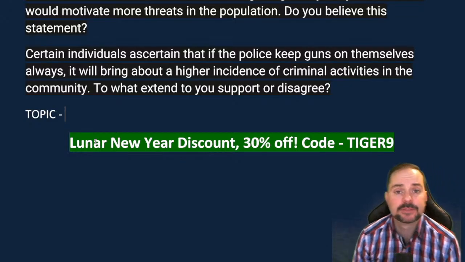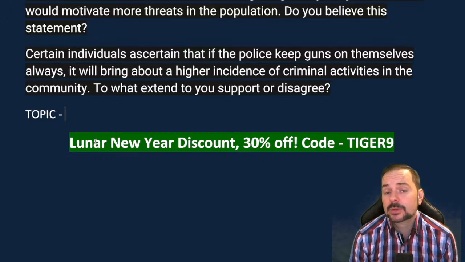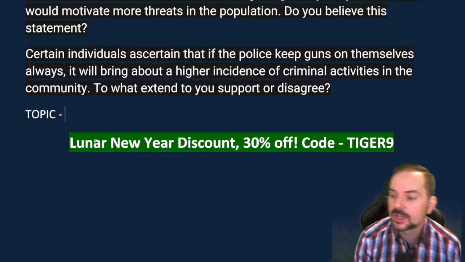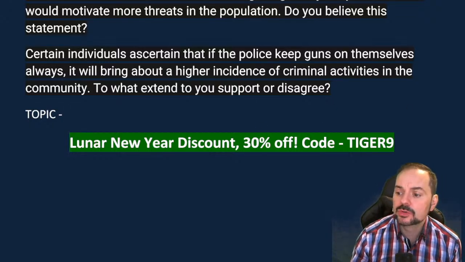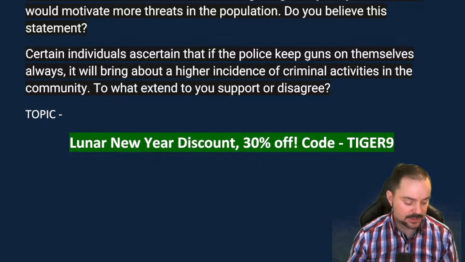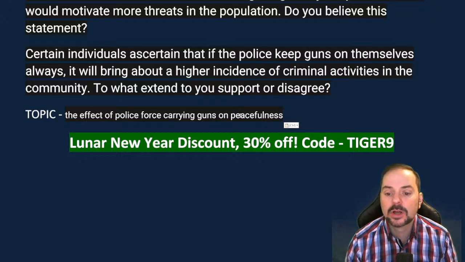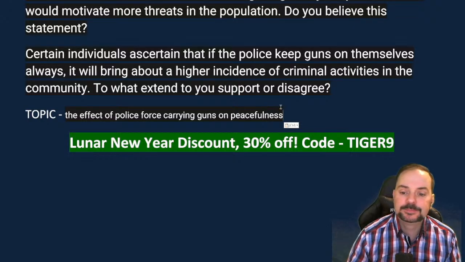Okay, Jyoti says the topic is police force carrying guns to encourage violence. Notice how we've got some different ideas around the topic. So here's where you have to be very careful because there really is only one topic that we're talking about. June says the effect of police force carrying guns on peace. Yeah. June, that's the closest one. So this is what June says is the topic, and I think June is very, very close. Okay, the effect of police force carrying guns on peacefulness. Okay, June, you're very close.